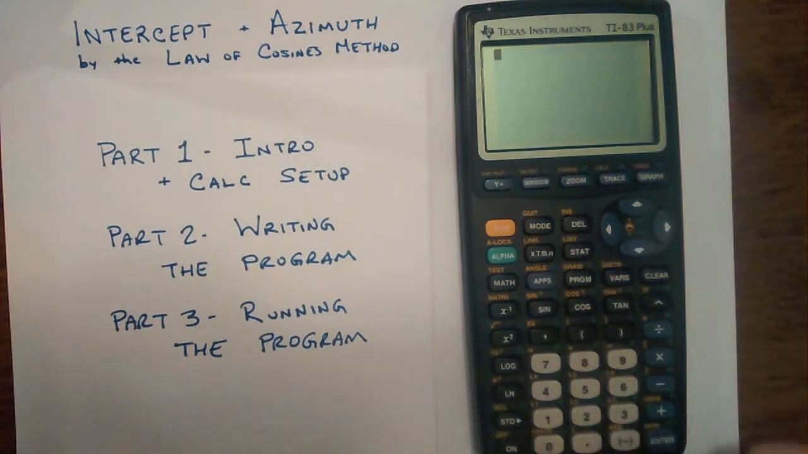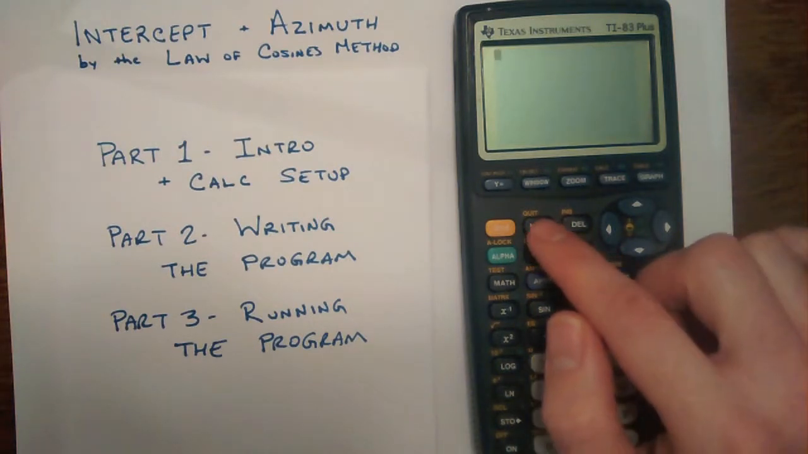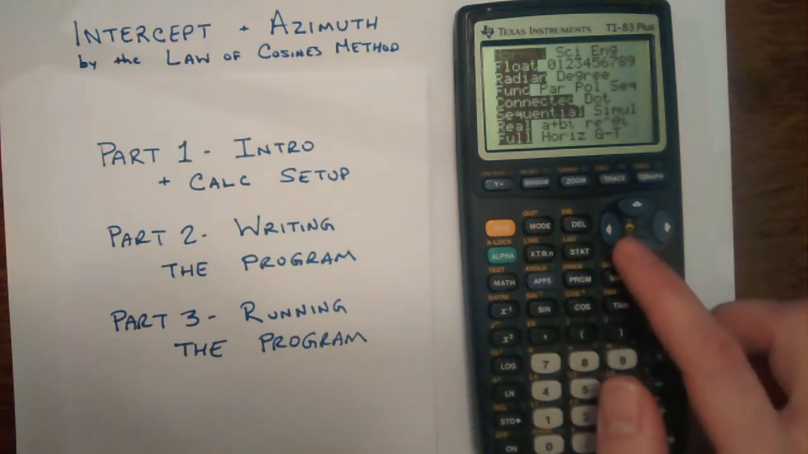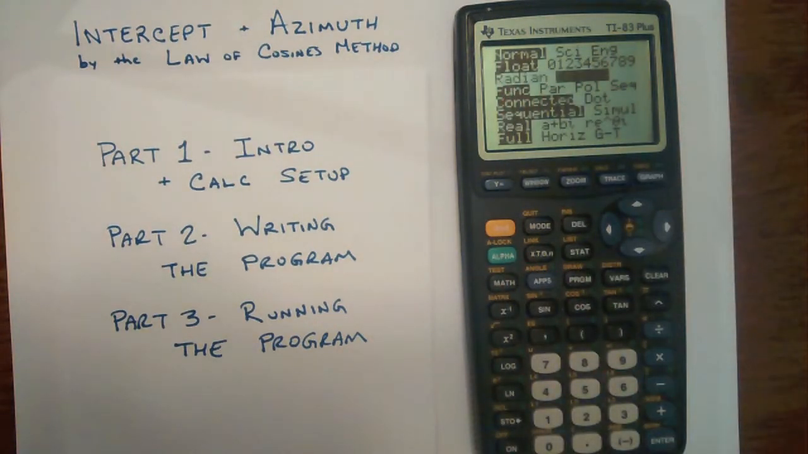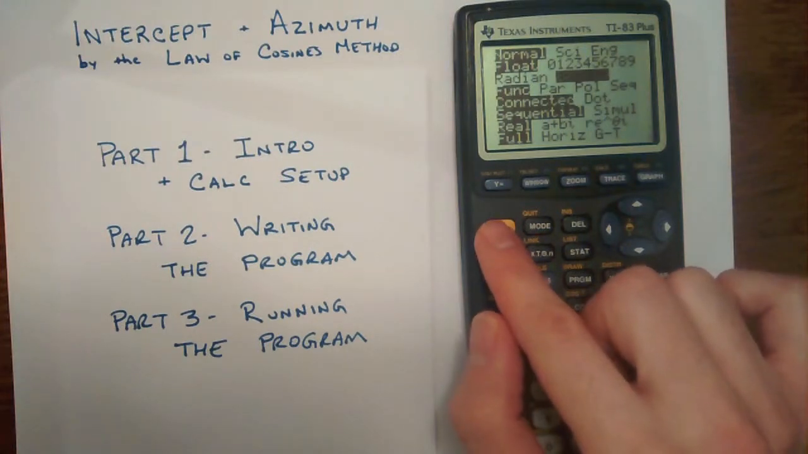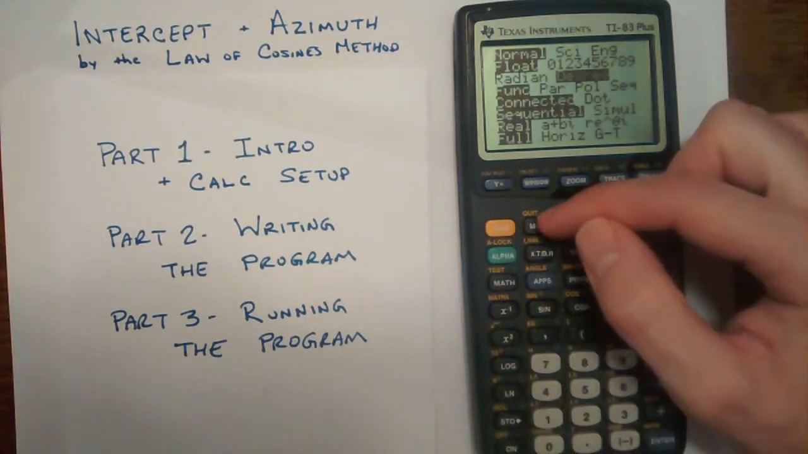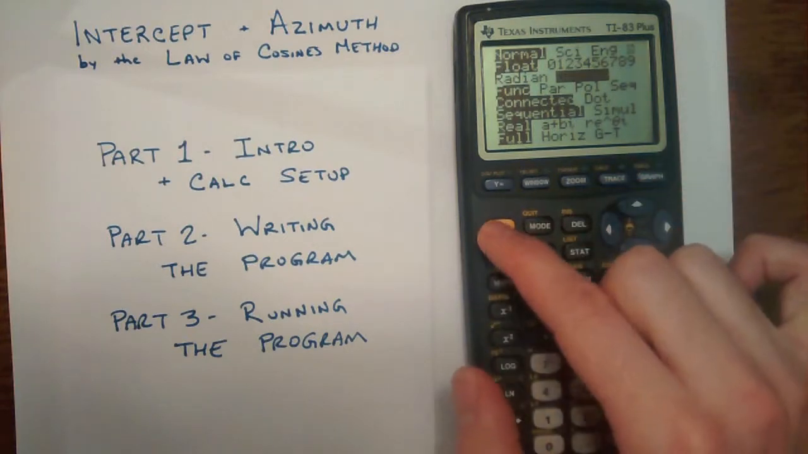The first thing you want to do with your calculator is make sure it's measuring angles in degrees. To do this, hit the mode button, scroll down to where it says either radians or degrees, and select degrees by hitting enter. You can exit this menu by hitting second mode, which activates the quit button.